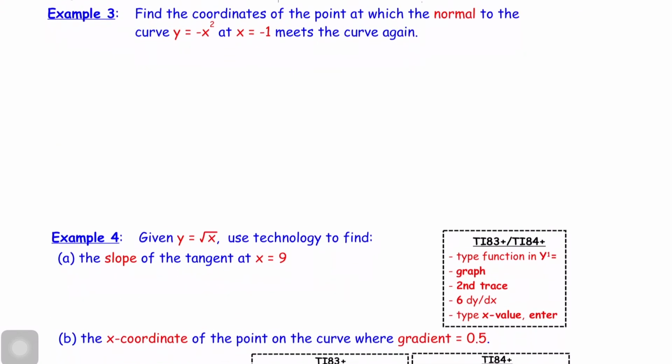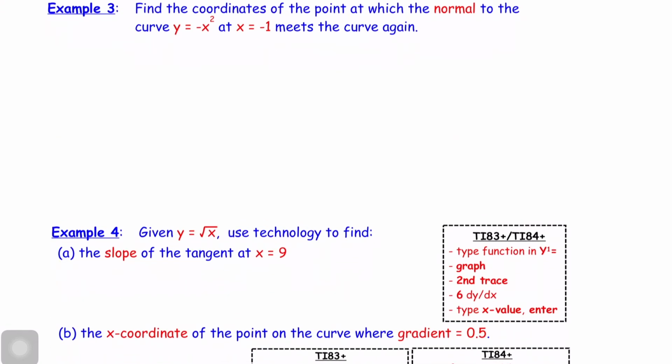Moving on, example 3. Find the coordinates of the point at which the normal to the curve y equals negative x squared at x equals negative 1 meets the curve again. Okay, so what does that even mean, right? Maybe we'll let the picture speak a thousand words.